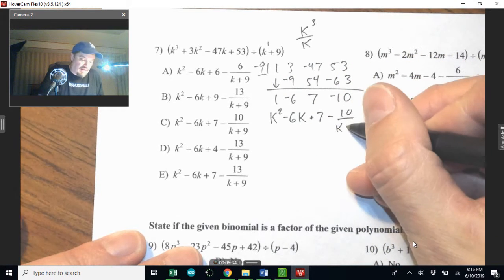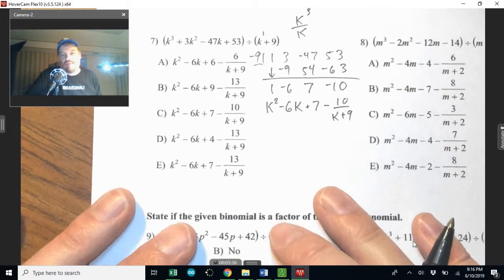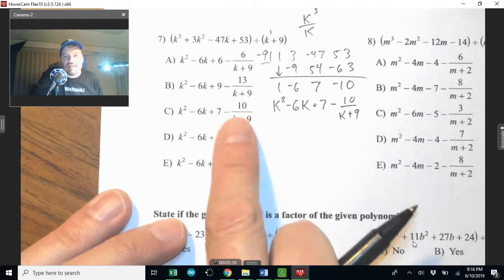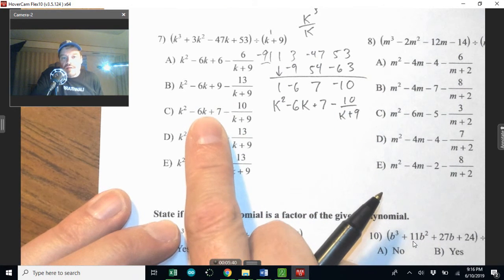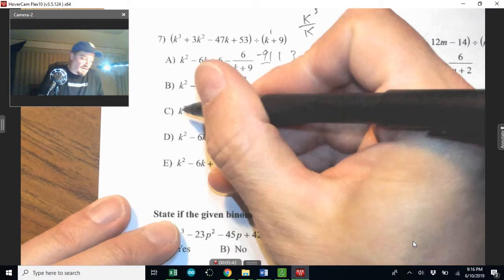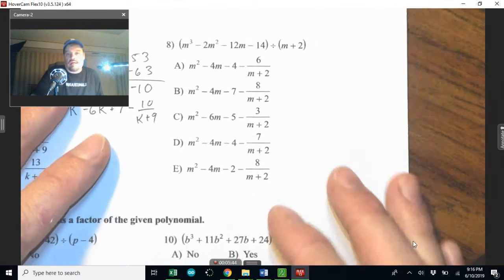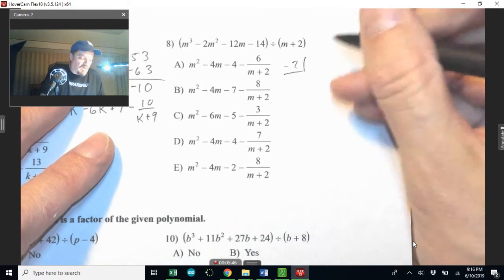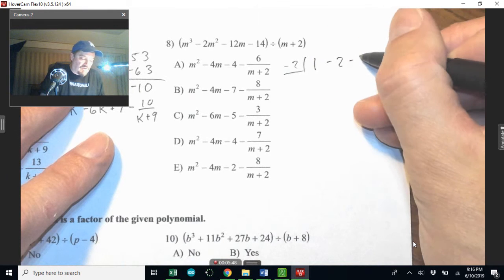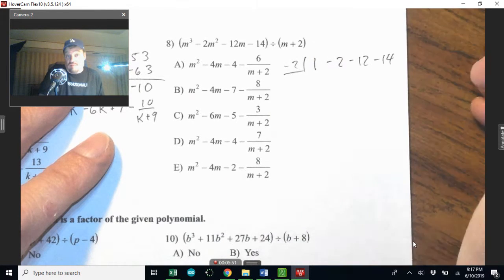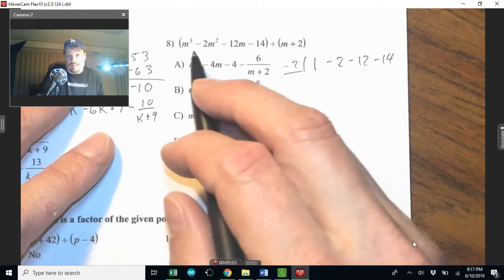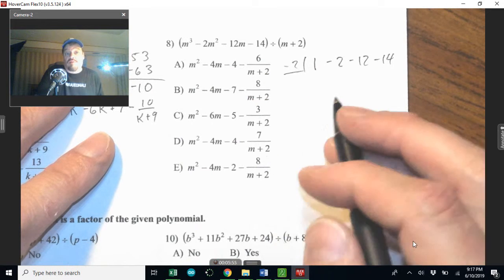So I put that k plus 9 right there. Okay? And we can see this reflected in this guy right here. Yes, it's C. Okay, same thing here. You're going to have a negative 2 in the window. You're going to have a 1, negative 2, negative 12, negative 14, no zeros. Okay, 3, 2, 1, 0. So there's not going to be a 0 for a coefficient here.